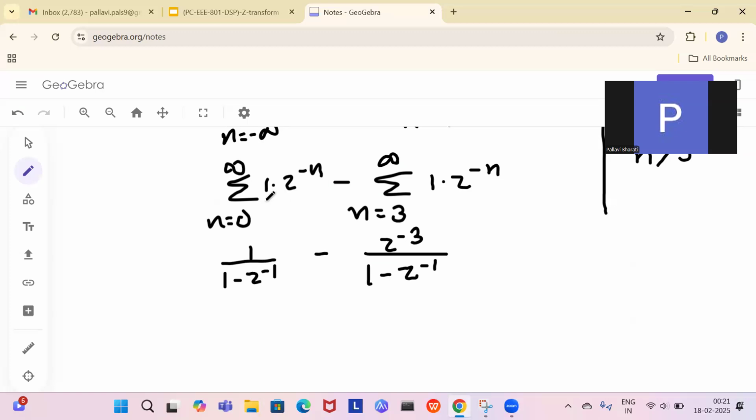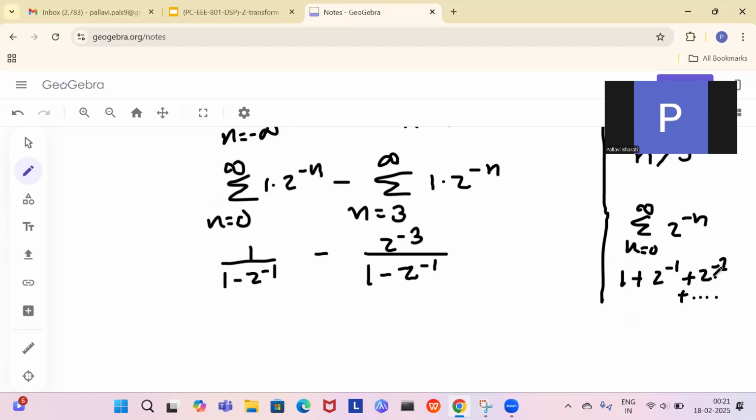If you are going to expand the first one, that is, n equals 0 to infinity, z to the power minus n, what will you get? 1 plus z to the power minus 1. So n equals 0 from the start. When you put 0, it is 1. When you put 1, it is z to the power minus 1, then minus 2, and so on. It will go on.